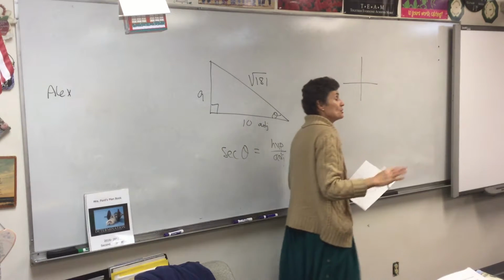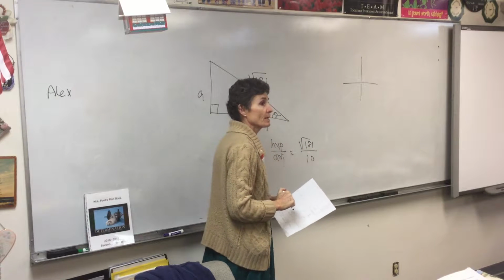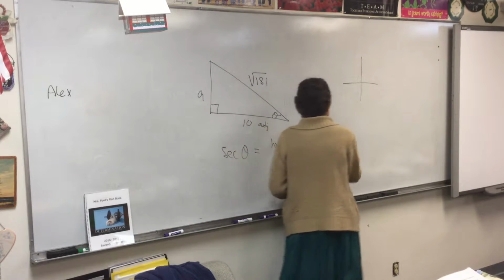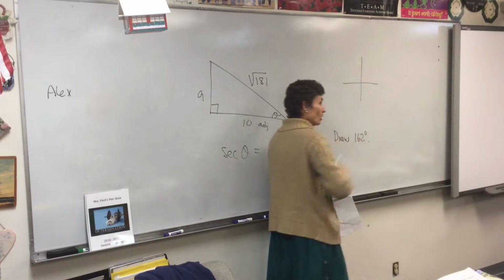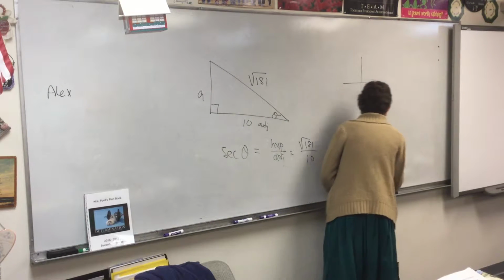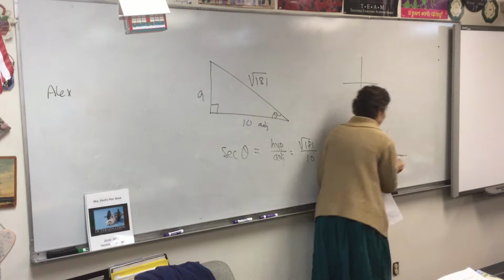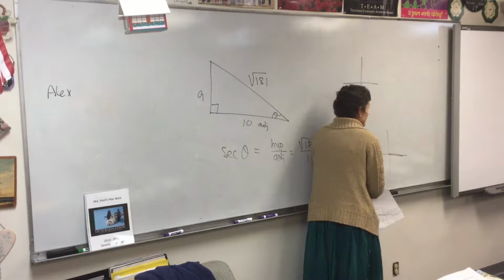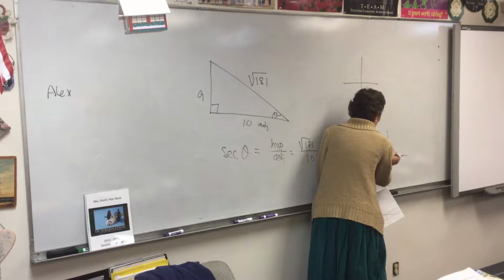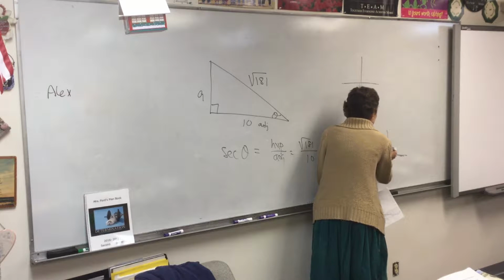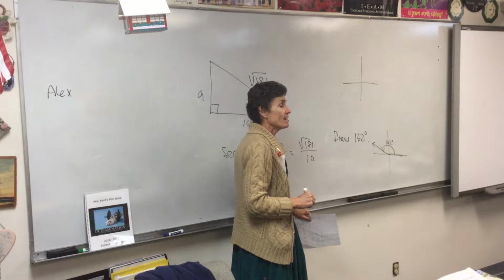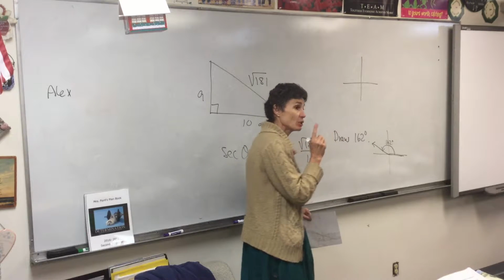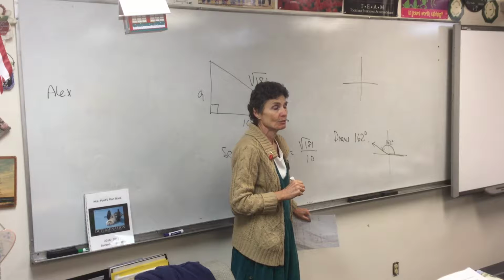Remember, there are basically two ways to draw angles. If I said draw 162 degrees, if that's all it said, then you would start right here. This is where we start on the positive x-axis, and you would go counterclockwise 162 degrees. This would be an angle of 162. That is not a course of 162.